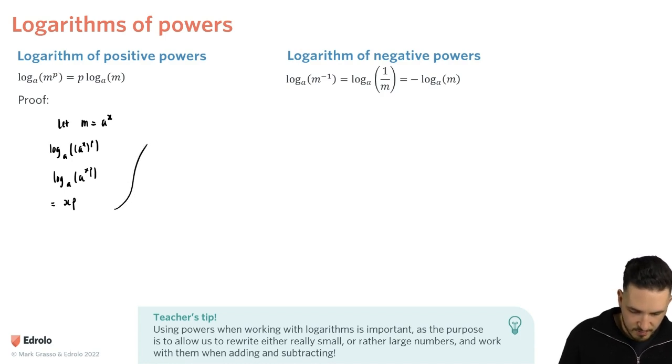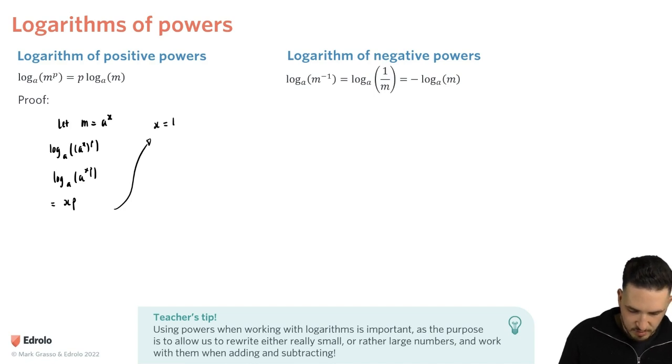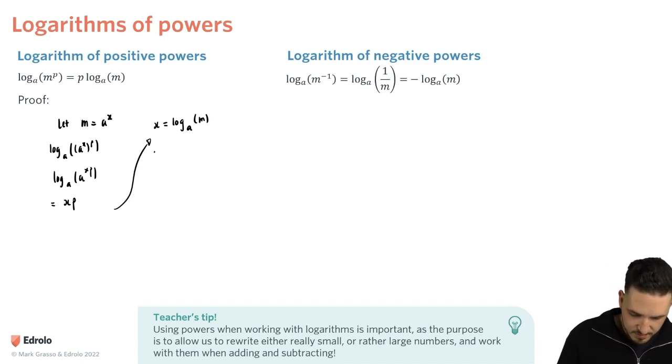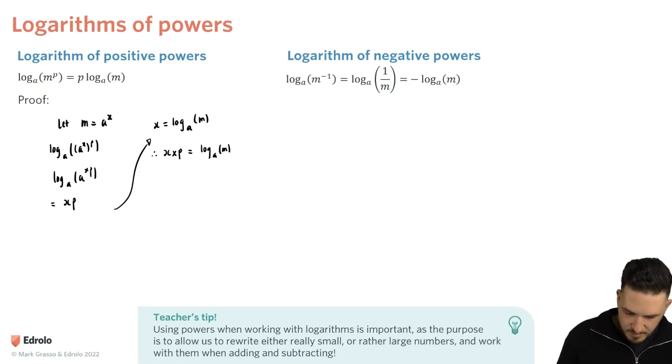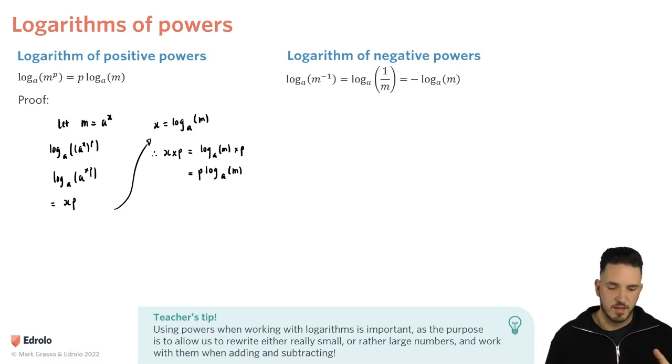If we refer back to what we let m equal, a to the power of x, let's just go back to that for a moment. Let's rearrange for x. So x is going to be equal to log base a of m. Substitute that into x times p. Therefore we're going to have x times p is equal to log a of m times p, which is equivalent to p log a of m. So again, proving that all we're really doing is moving that p to the front. This is just, again, proving that particular property.